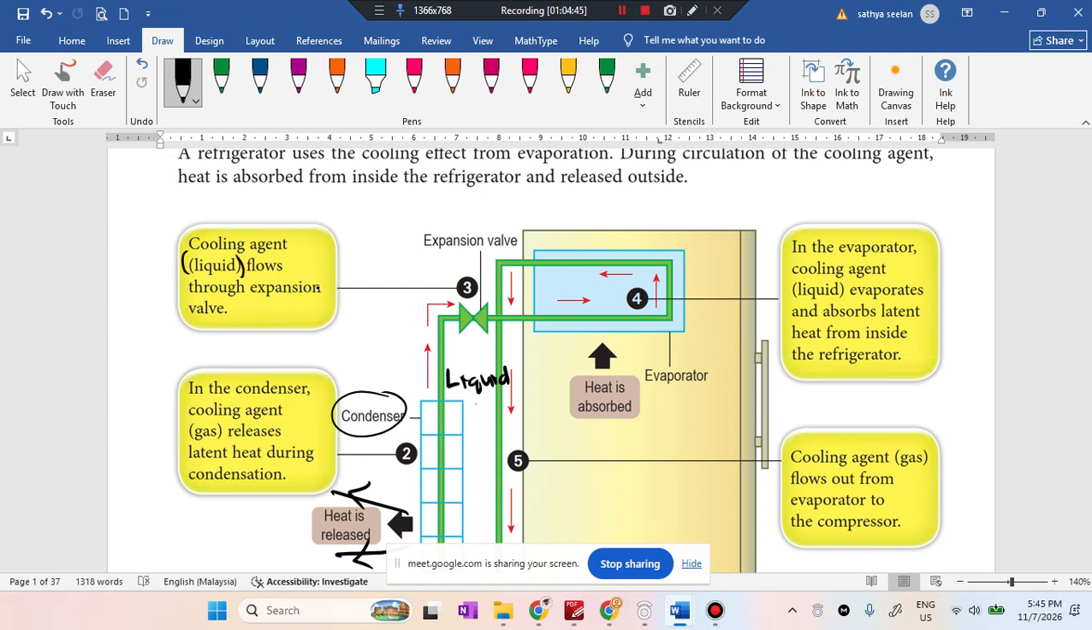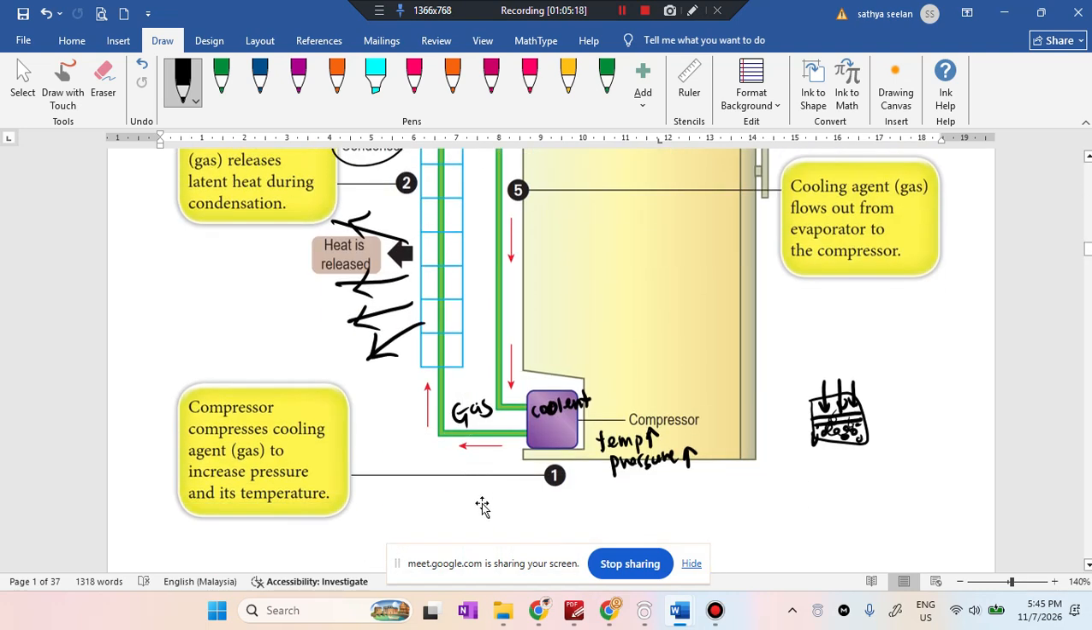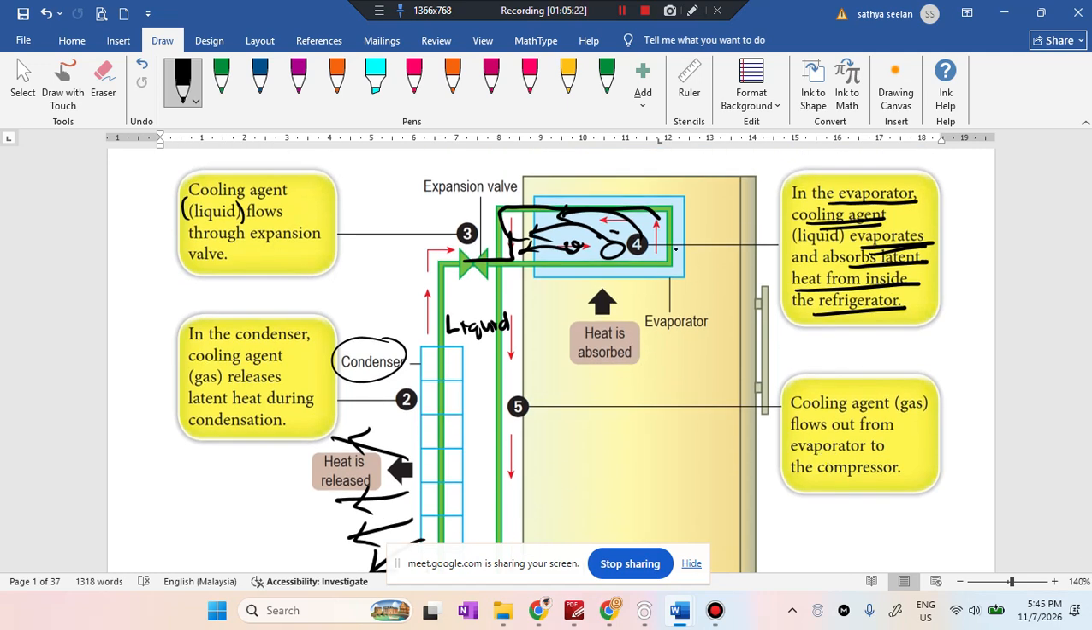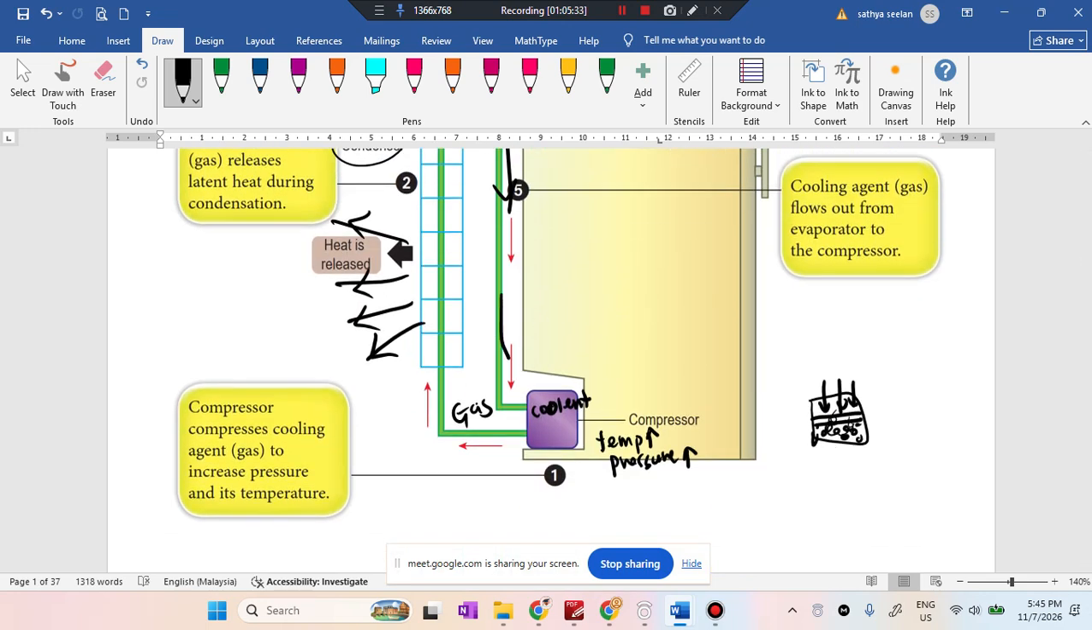The cooling liquid flows through the expansion valve. Okay, it enters the expansion valve. Here, what happens? In the evaporator, the cooling agent, the liquid, evaporates and absorbs the latent heat from the refrigerator. You put in hot food or whatever. When it becomes gas, what does it do? It absorbs all the heat from the food, the environment here. Then it goes back in. Number 4. It has absorbed, it goes back in, it has to evaporate. Here it becomes evaporated. That gas is pumped back down to this compressor. And this process continues.